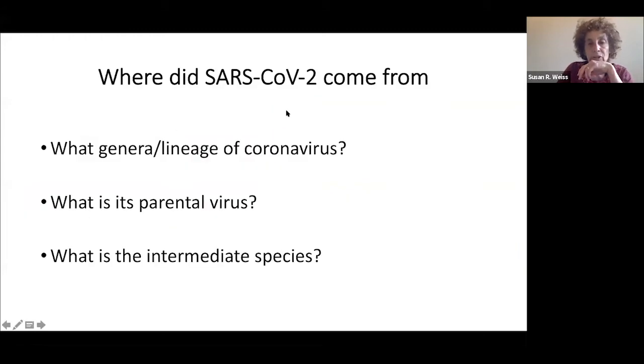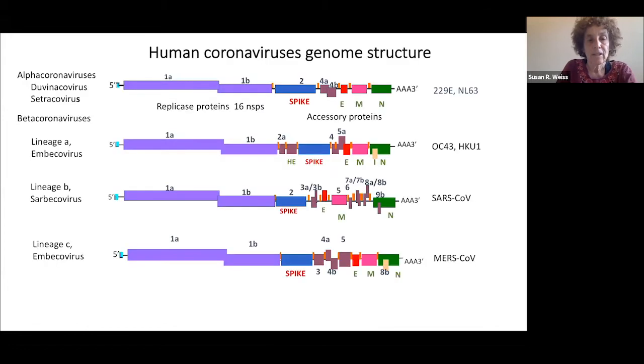So where did SARS coronavirus 2 come from? I'm going to talk about some of these things. What genera or lineage of coronavirus? What is its parent virus, and what is the intermediate species? And of course, we don't really know the answers to these two, but I'll talk about some of the data that's been used to try to figure that out.